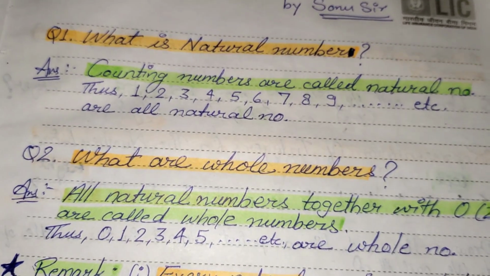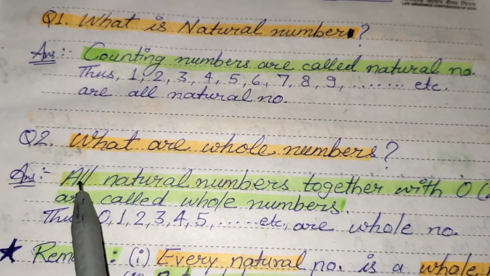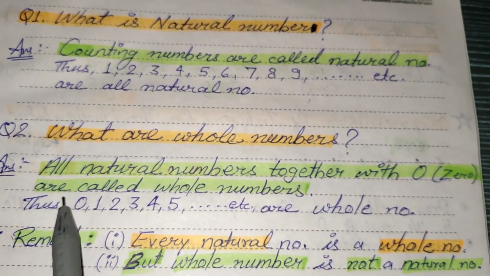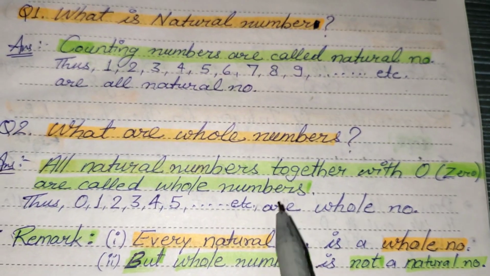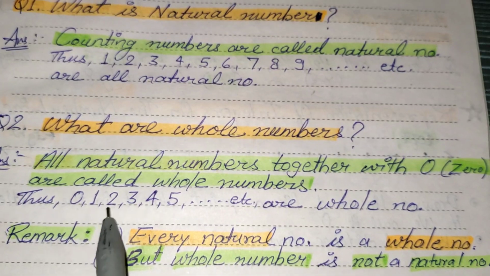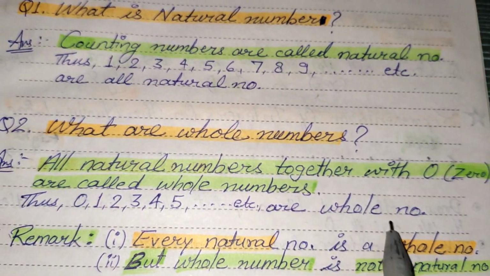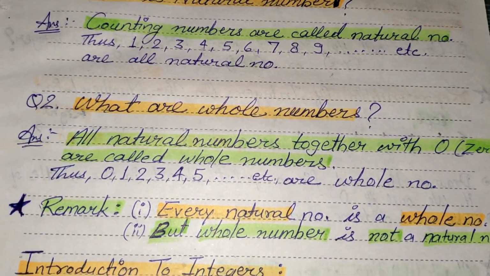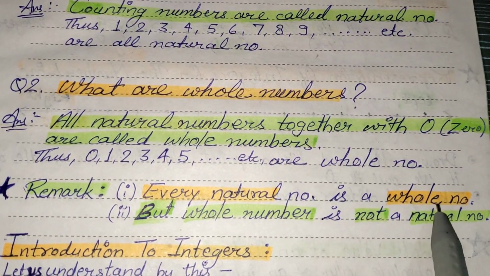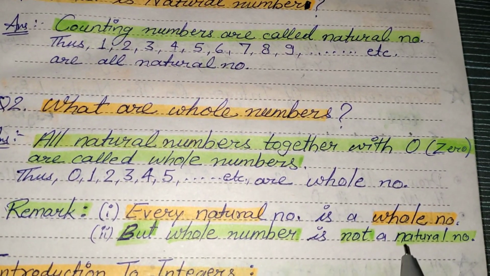Now the second question is, what are whole numbers? All natural numbers together with 0 are called whole numbers. Thus whole numbers start from 0. So 0, 1, 2, 3, etc., going to infinity are whole numbers. Now, a remark: every natural number is a whole number, but a whole number is not necessarily a natural number.